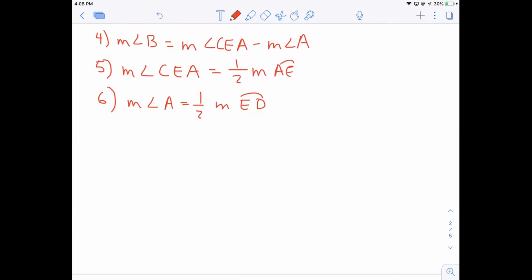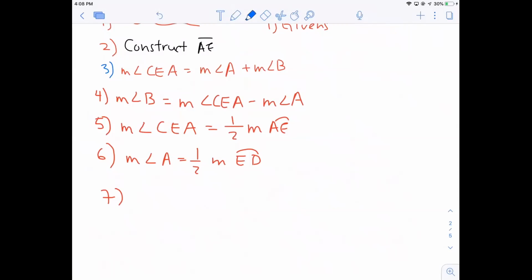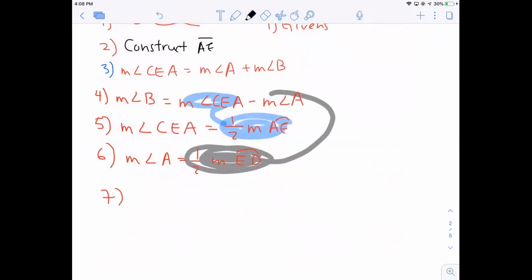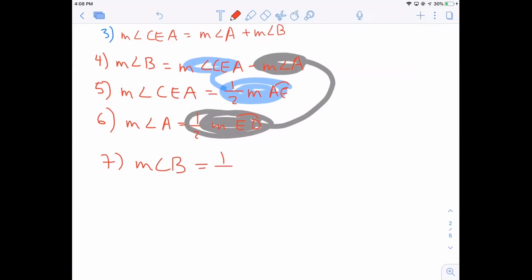And now step 7, doing a substitution, I can take this and plug it in there. I can take this and plug it in for the value for the measure of angle A, and I get that the measure of angle B is equal to 1/2 the measure of arc AE minus 1/2 the measure of arc ED.